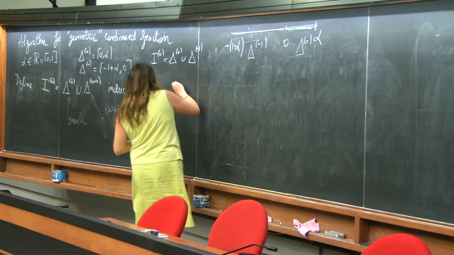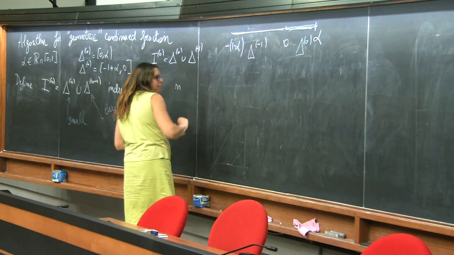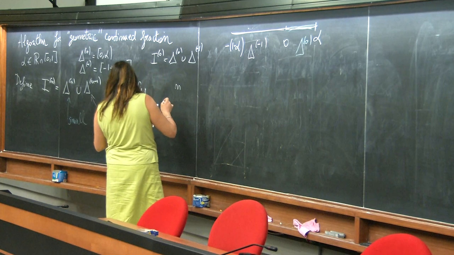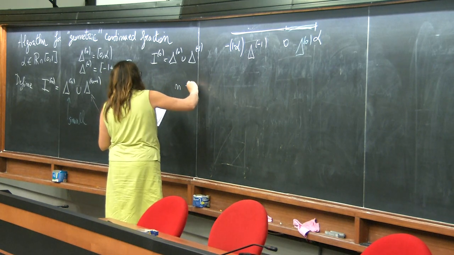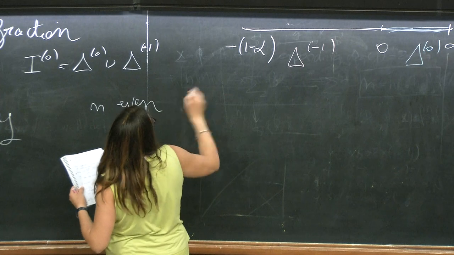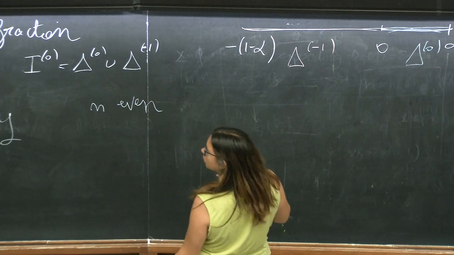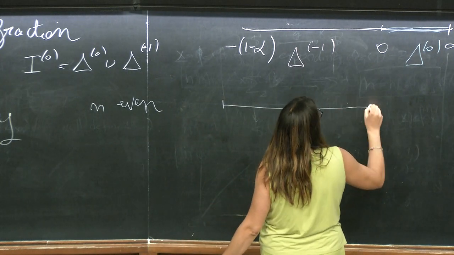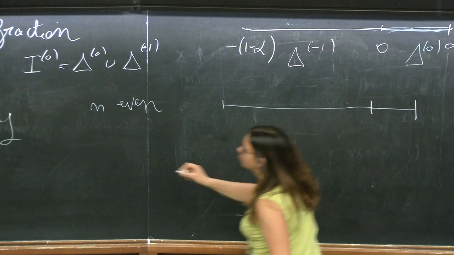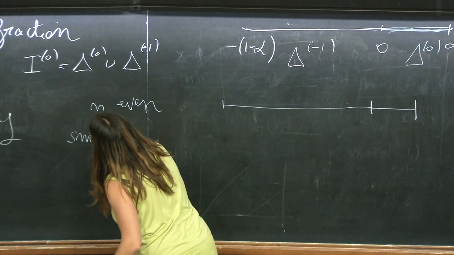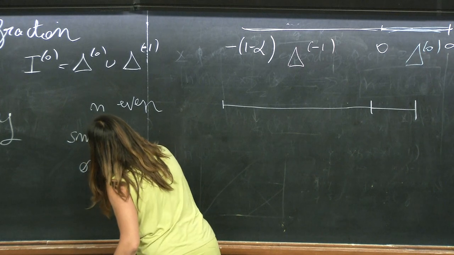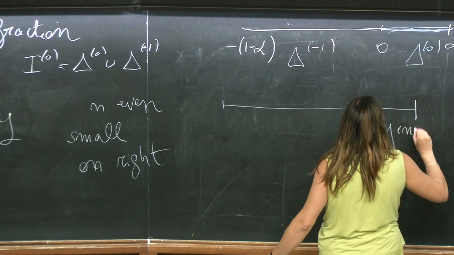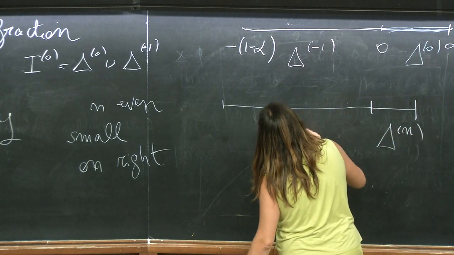So let's do it by cases. If n is even, this is the picture we had there. If n is even, n was 0, then the small is on the right. So small on right. So we have delta n here and delta n minus 1 here.